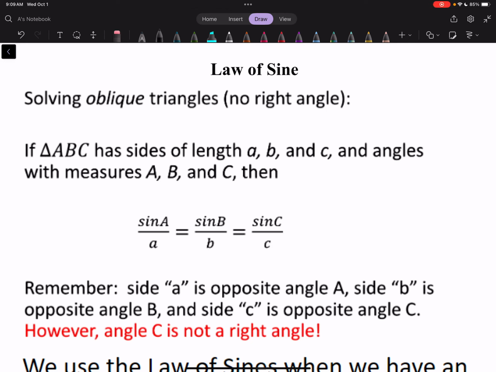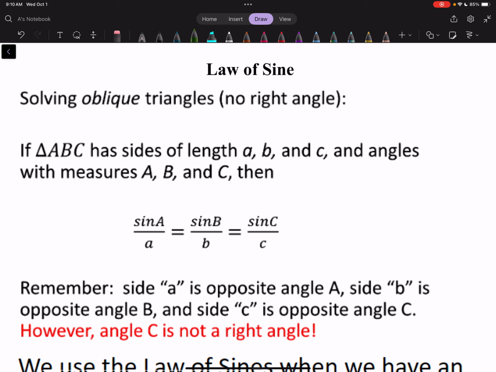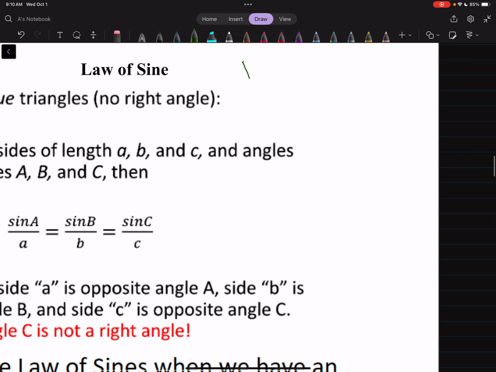Good day. Today we're looking at law of sine. For law of sine, we are using an oblique triangle. That means I don't have a right angle. For an example, there is an oblique triangle.